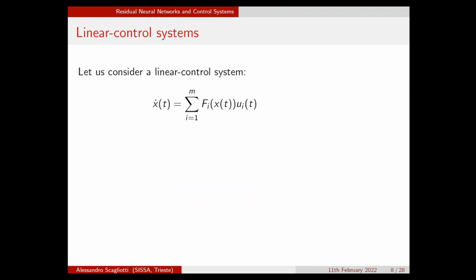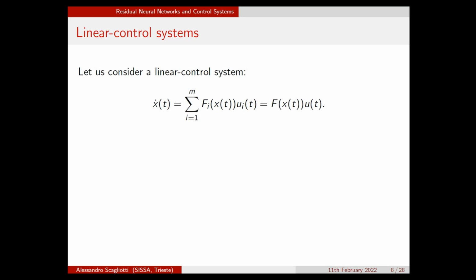Okay, now we switch to linear control systems. So we focus on control systems that are linear with respect to the controls. Essentially, linear control systems have this form, and they can be seen as the superposition of m different vector fields f1, ..., fm. Each of them is weighted instant by instant by the corresponding control ui. We can also use this abridged notation in which the function capital F is an n times m matrix, and u is the vector of the controls.